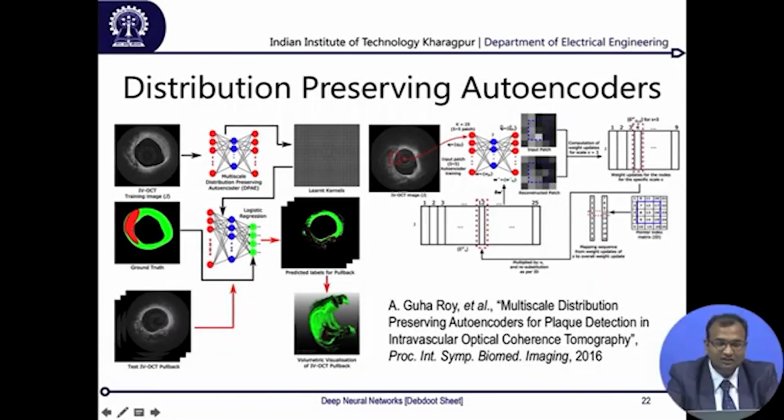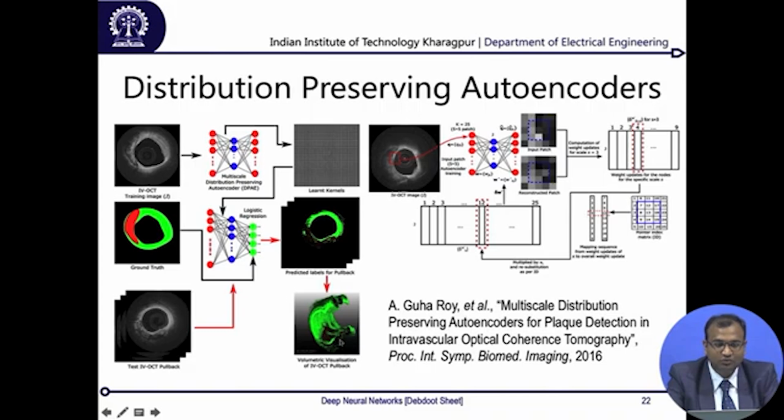So what we wanted to do was, can we create a network which can learn to encode in a way such that the output has the same distribution as the input. This is what we were doing with distribution preserving autoencoders, which paved a very great way in solving a challenge about plaque detection in optical coherence tomography images. So we could very effectively delineate plaques, and this is one of the 3D visualizations.